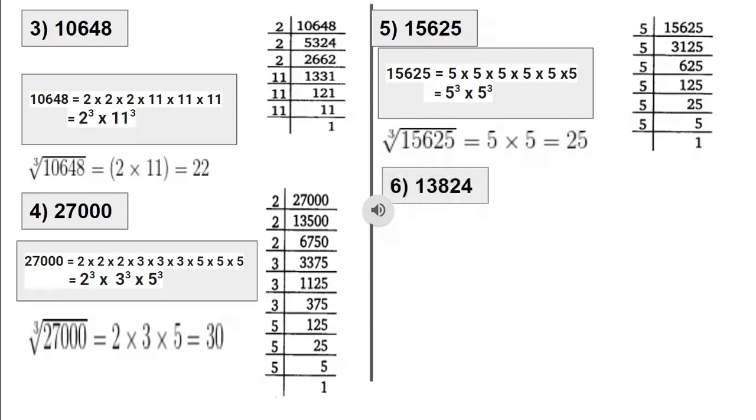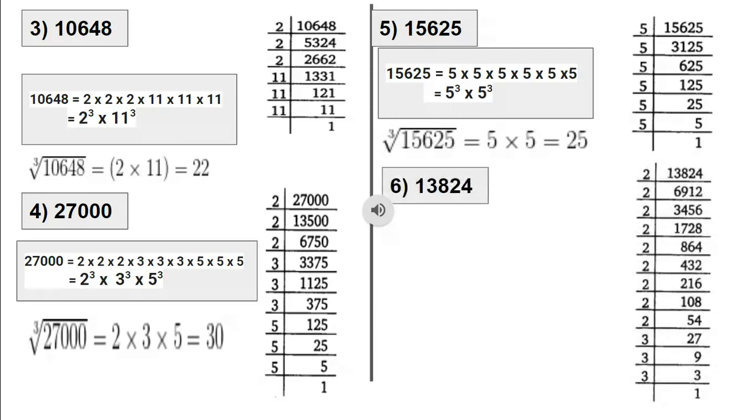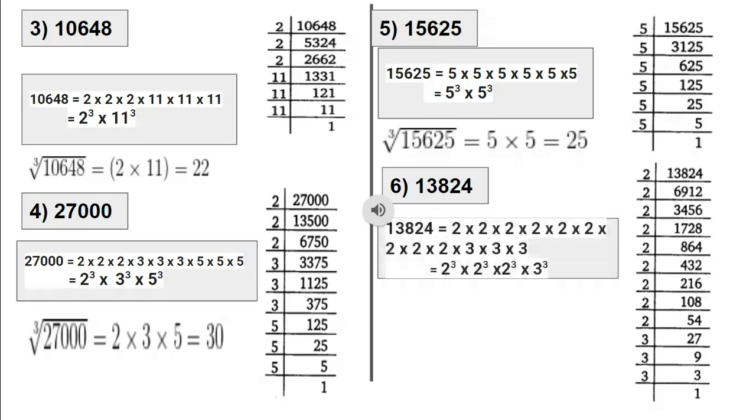Okay. Now sixth number, that is 13,824. So here by prime factorizing we will get 2 into 2 into 2 into 2 into 2 into 2 into 2 into 2 into 2 into 3 into 3 into 3. Means 2 we are having the group of 3 as 3 times and 3 1 time. So 2 cube into 2 cube into 2 cube into 3 cube. So cube root of 13,824 is equal to 2 into 2 into 2 into 3. That means 8 into 3, that is 24. So the answer is 24. Clear?